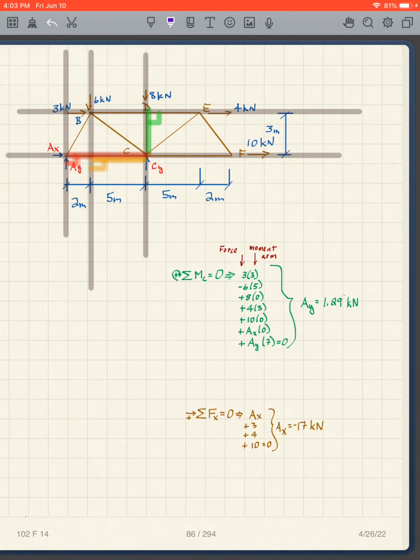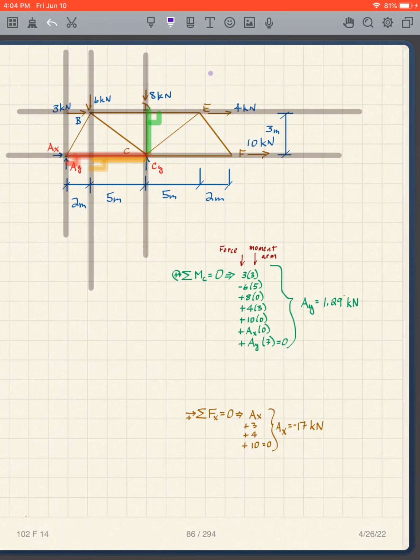And then I've got my AY, there's the line of action for AY. It's like that. The distance there is going to be 7. Again, it's going to be positive because it goes clockwise. So it's going to be plus AY times 7. All that's equal to 0. We have them all, solve for AY, and I get 1.29 kilonewtons.